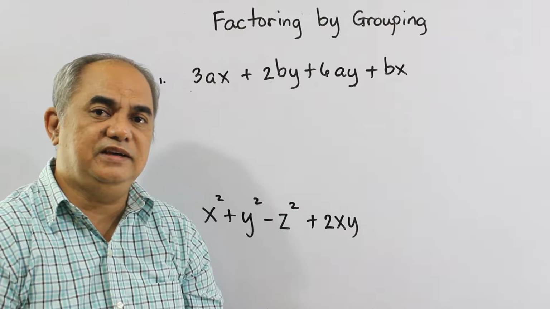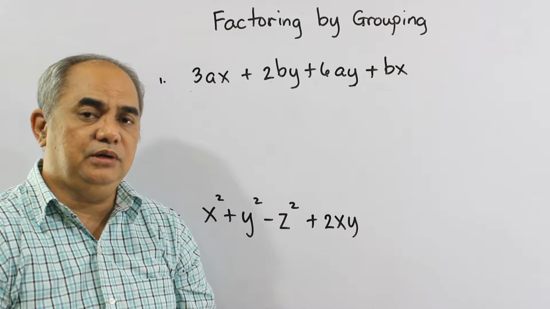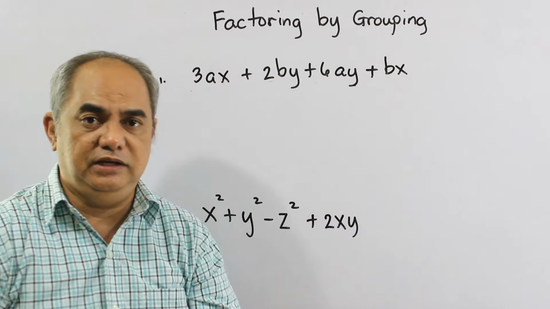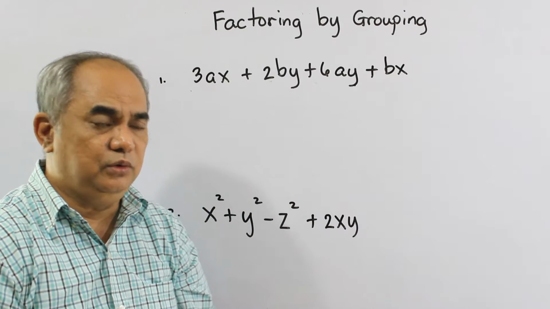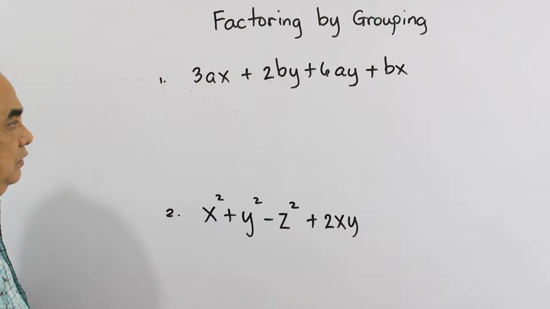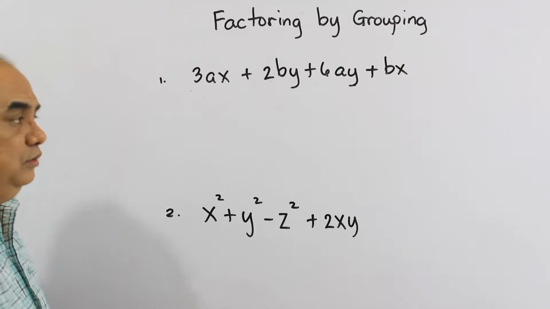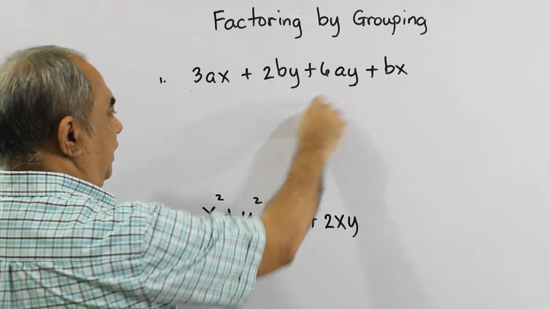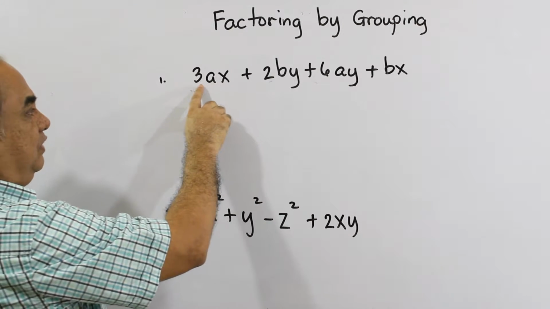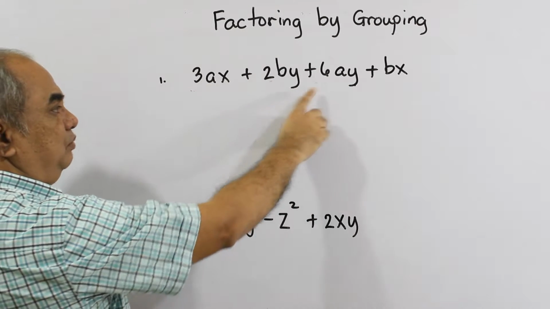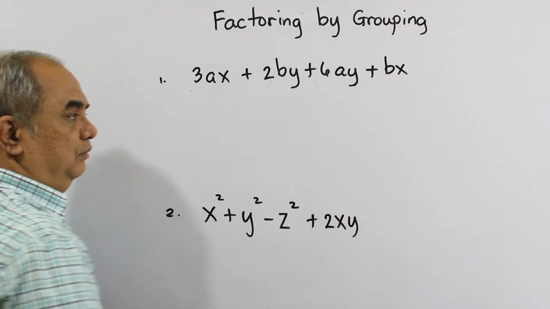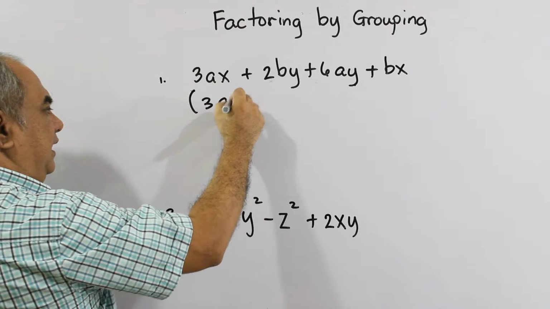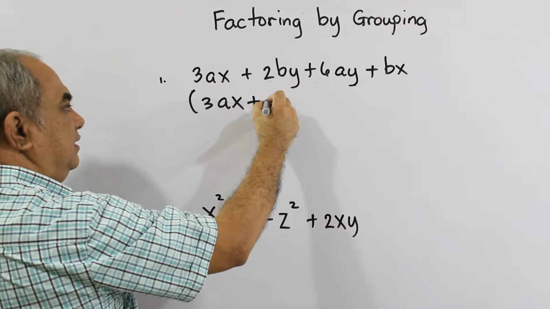Alright, I have here three examples on how we're going to factor these polynomials using factoring by grouping. The first thing that we're going to do is group these 3ax and 6ay simply because both of them contain a, and at the same time 3 and 6 can have a common factor. So let's group them. We have 3ax plus 6ay.